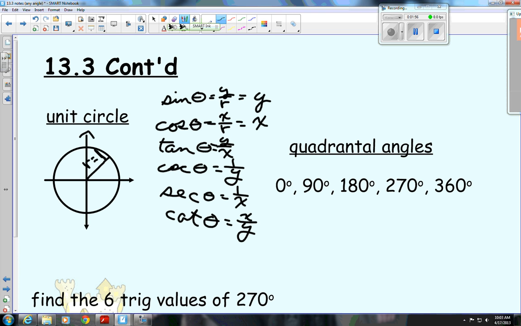So, first thing we're going to do is we're going to start with our quadrantal angles. New word. You need to learn that one. Write it down. Quadrantal angles. The quadrantal angles are any angle where its terminal side, where it lands, is on one of the axes. So 0 degrees, 90 degrees, 180 degrees, 270 degrees, and then back around to 360 degrees. You could go as many times around as you want, but those are the main ones that you need to know.